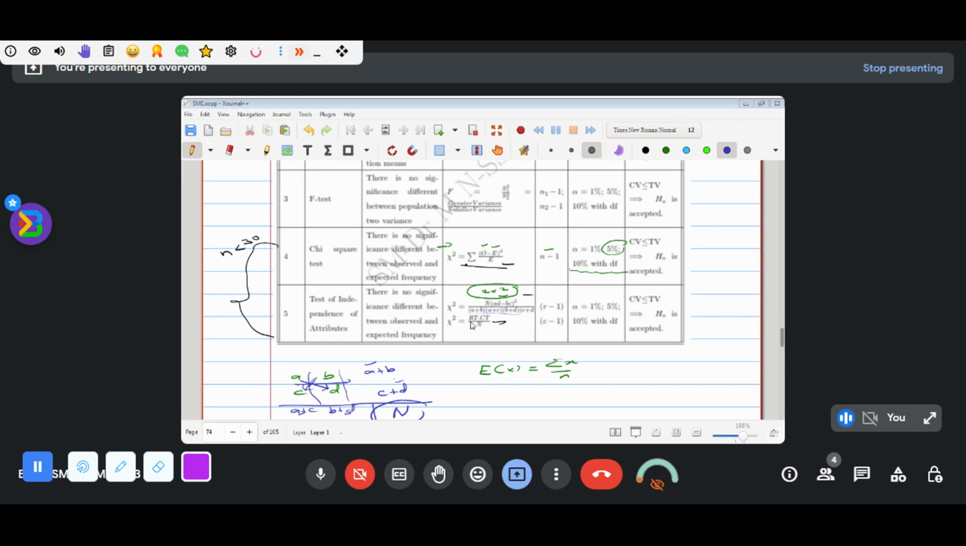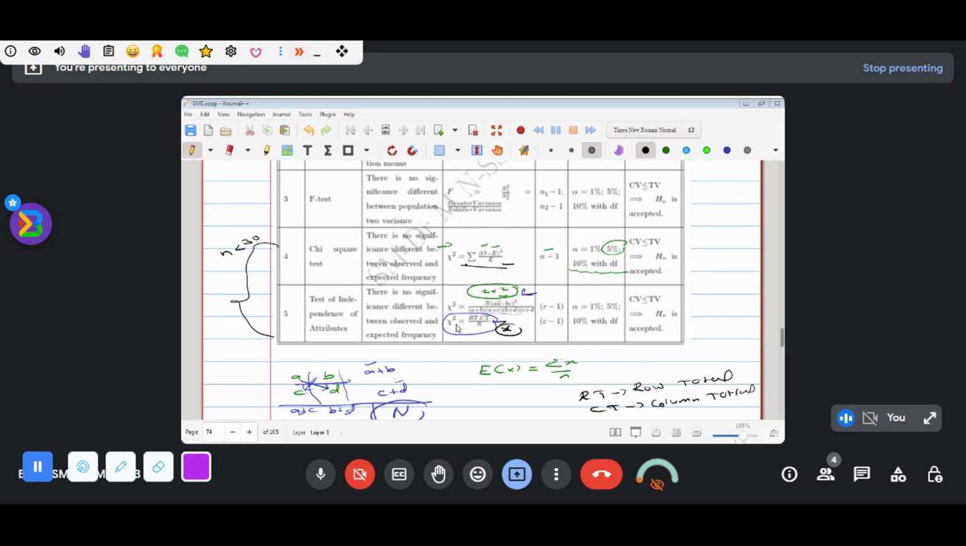So what is the other formula? For a 2 by 2 matrix, use this formula. Otherwise, if it is more than 2 by 2, use this formula, which is a very easy way. Many problems in the chi-square test use this formula. So what do you mean by RT and CT? RT means row total, and CT means column total.